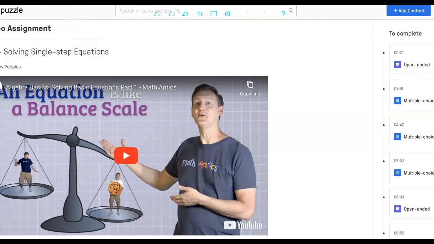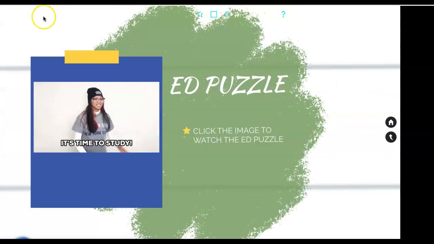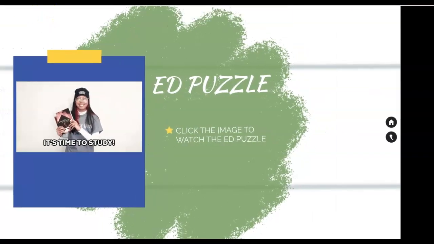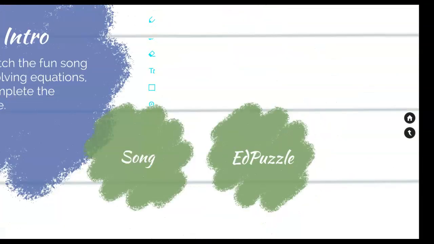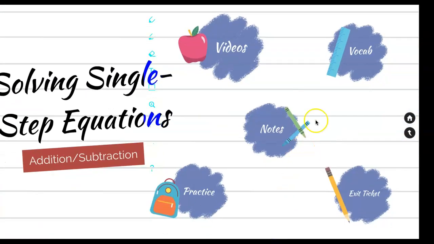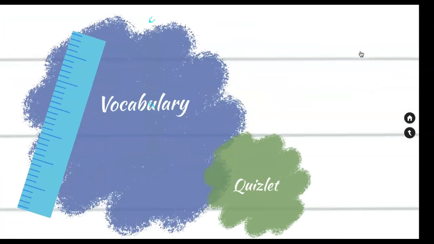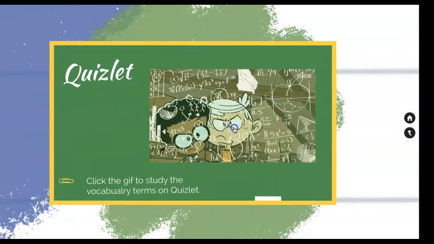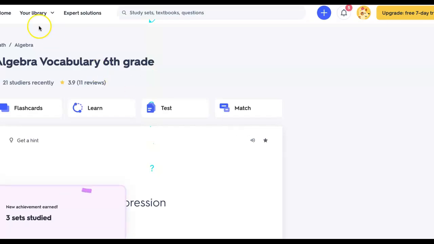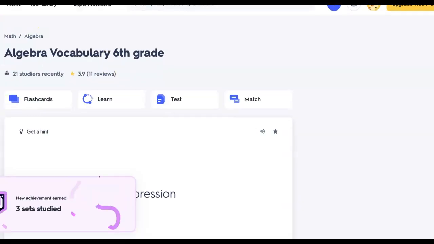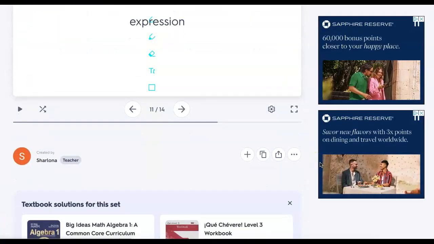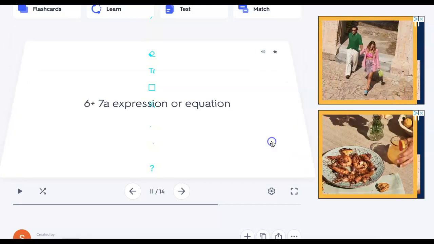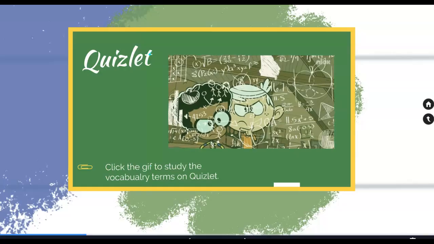All right, and then next we have, after the Edpuzzle, you could go into practice some of the key vocabulary. So this is going to be on Quizlet. So if you click on the GIF here, it's going to pull you up to a Quizlet sample. So it's going to have various tools that you could do. You could do a matching game and other things to go over our key terms. So expressions, equations, variables, and what have you.